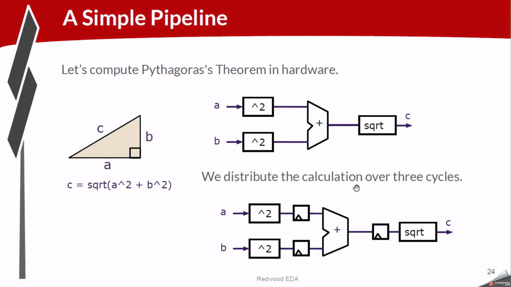So this logic is fairly deep, too deep to fit in a single cycle. So we're going to distribute this computation over multiple cycles. In the first cycle, we're going to do our squaring, square a and b. Then we're going to capture that in flip-flops. And then we're going to add those values together, and again capture the result in flip-flops, and then take the square root. Now, square root itself would take multiple cycles. In reality, this is just an example, so let's keep it simple and assume that we can do the square root in a single cycle.